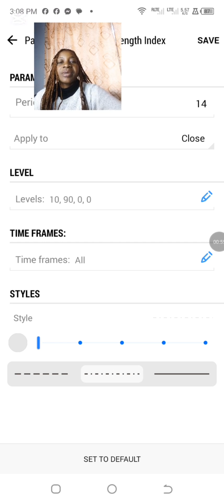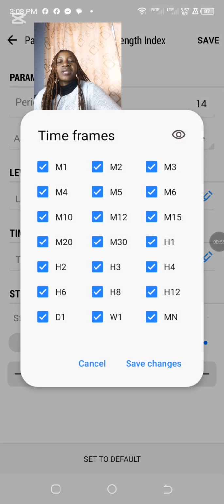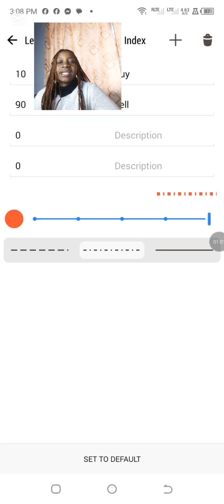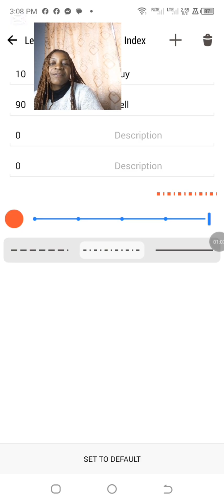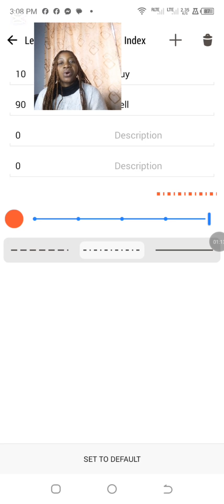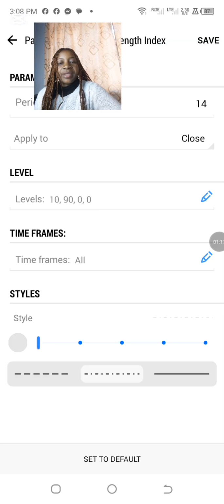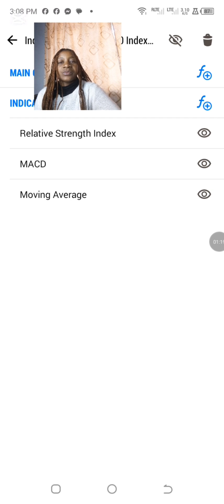The period must be 14, apply to close. Levels, take note of the levels. We need to put level 10 and level 90. These are the two levels that we need. And then as for the levels, we need the line for the level. So me, on the style of the levels, I choose color red. You can choose any color of your choice, or you can just go with the color red which I'm using. When you are done, you click save.